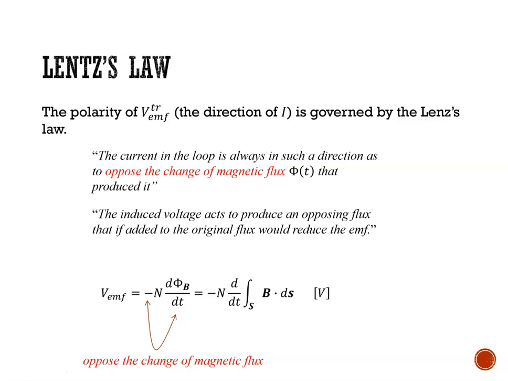Lenz's law is used to find out the polarity of the transformer EMF, which is the direction of I. So we are trying to show the relationship between the direction of I, whether it is positive or minus, with respect to the VEMF. So the current in the loop is always in such a direction as to oppose the change of the magnetic flux that produced it.